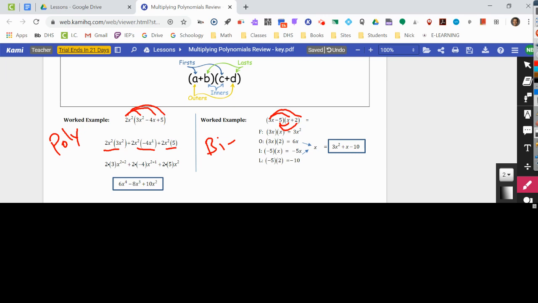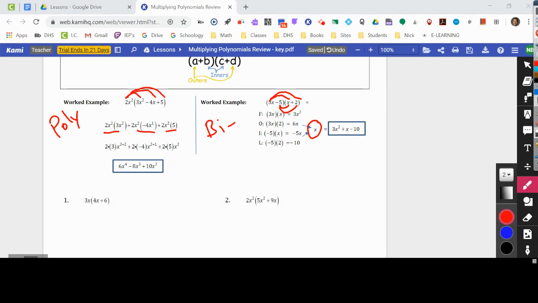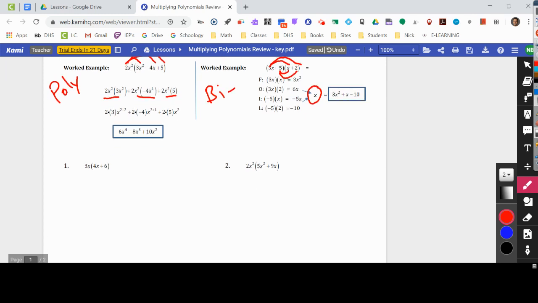And then when we do this binomial one, multiplying binomials using the FOIL method, my outside and my inner terms are always going to be like terms, and I'm always going to have to combine those like terms. All right, so let's do some practice problems here. If you don't have these printed out, these are the problems you want to write down in your notebook paper or on your separate sheet of paper. All right, here we go.